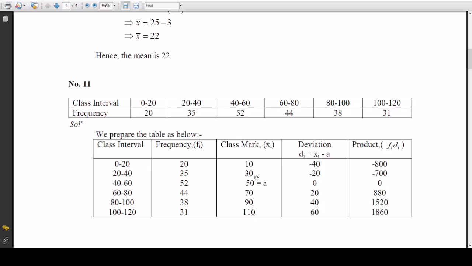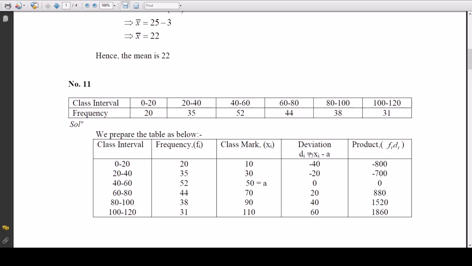Any value out of this class mark that we have got here. Usually we'll take whichever is in between, from 10 to 110. You may take 70 or you may take 50. It depends upon you. You can choose, but it does not matter. If you choose 70 also, you will get the same result. If you choose 50 also, you will get the same mean. Clear? Now I've taken here A to be 70.